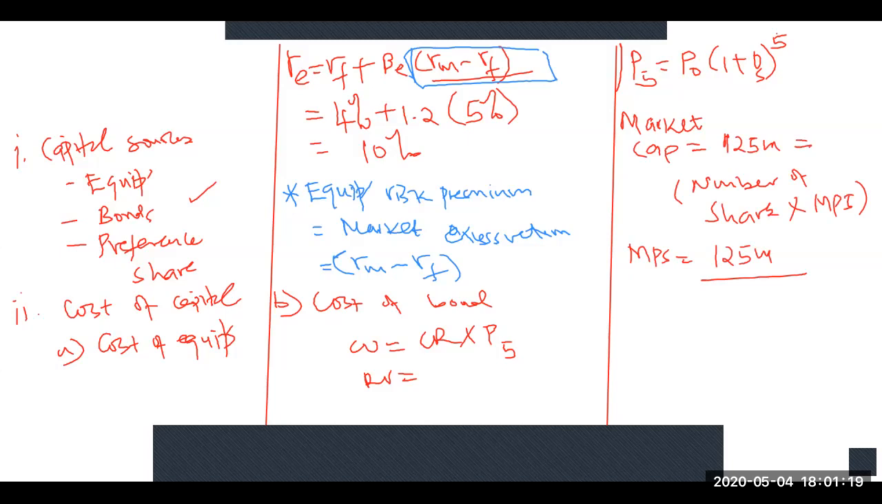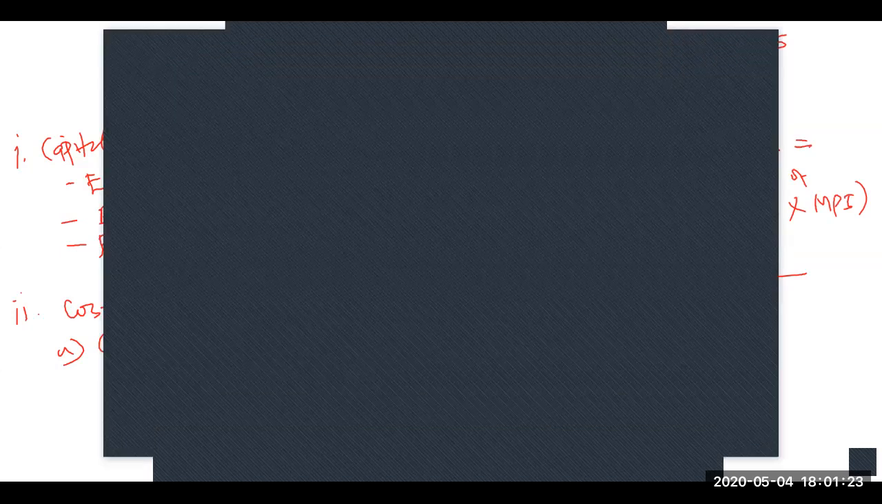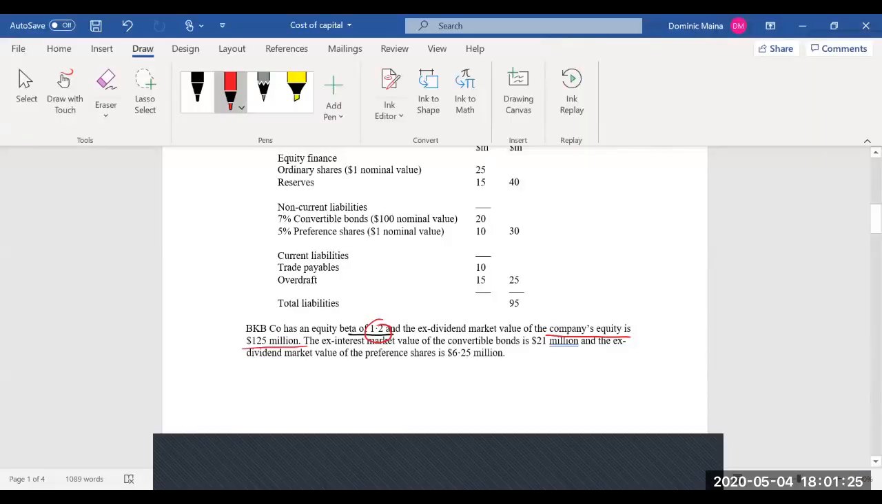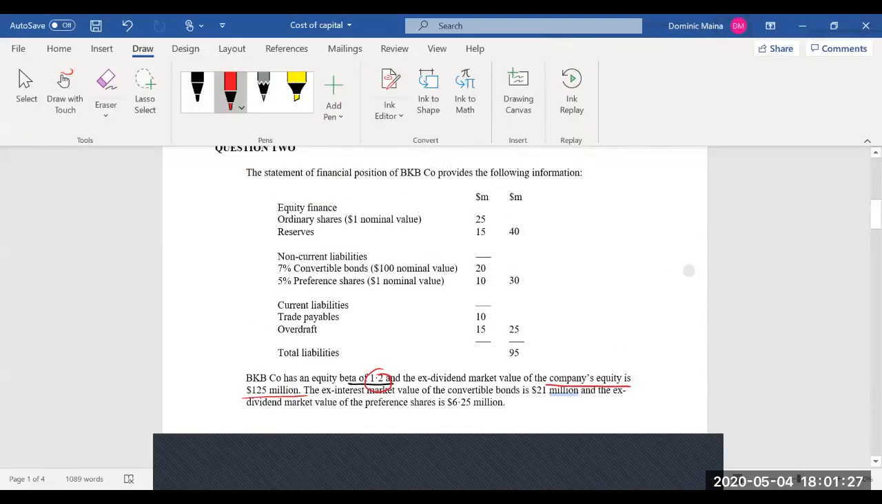So going back to our question, we want to get to know how many shares this company has issued. Back to its balance sheet, the book value of the company share is 25 million.